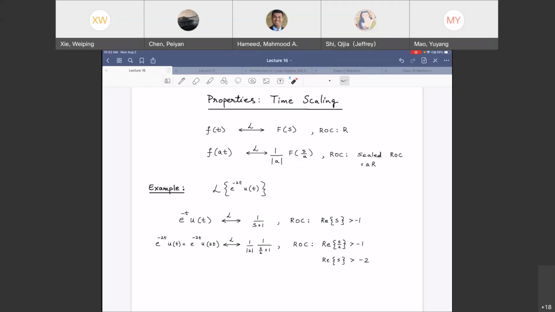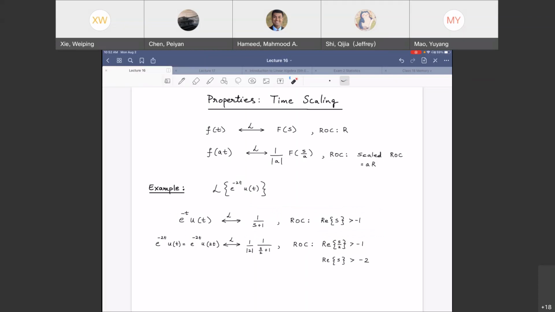You have e to the minus t, 2t u of t. We are trying to find its Laplace transform. Let us start with e to the minus t u of t. If you start with e to the minus t u of t, I know that its Laplace transform is 1 over s plus 1, with the region of convergence being sigma greater than -1. Sigma is the real part of s. We know that from an earlier thing that we proved.